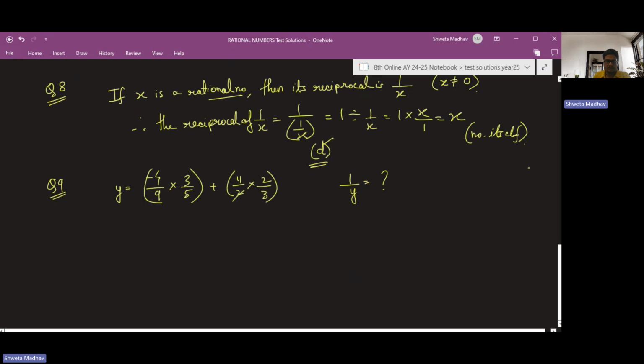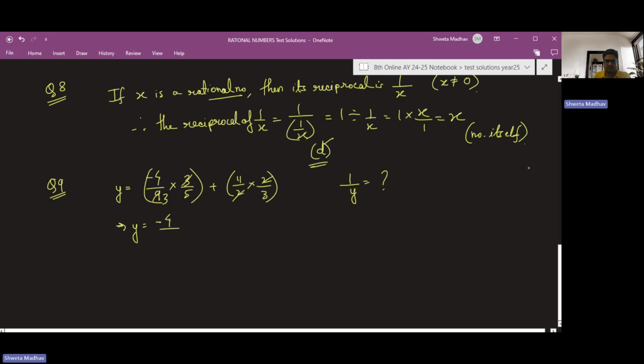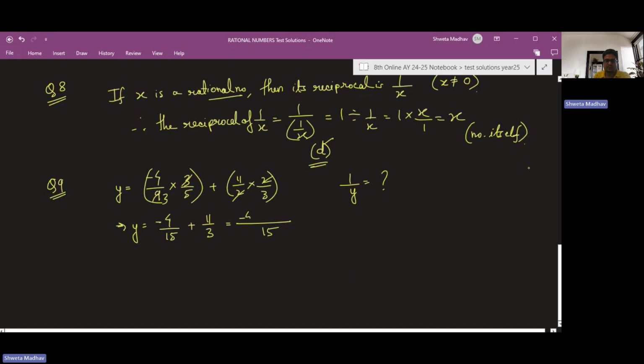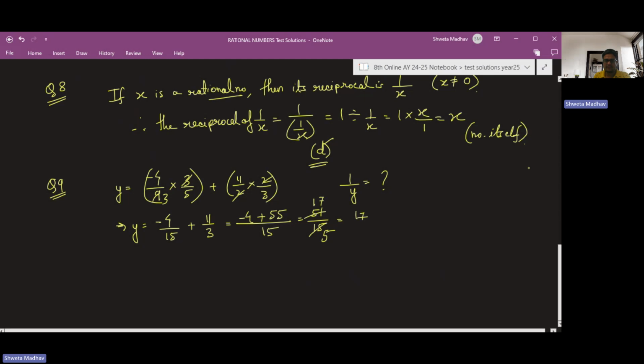So if we multiply, the 2 and 2 will get cancelled, and here we will get 3 3s are 9. So I can say y will be equal to minus 4 by 15 plus 11 by 3. If we take the LCM of 3 and 15, that is 15, this will be minus 4 plus 5 11s are 55. So this will be equal to 51 by 15. Now we can simplify it, 3 5s are 15 and 3 17s are 51, which gives 17 by 5.